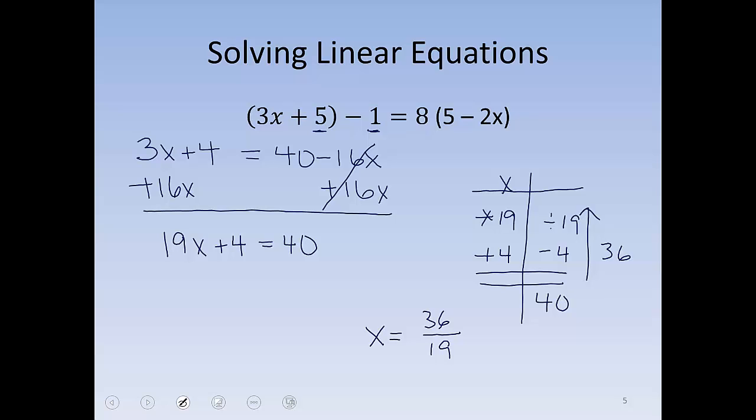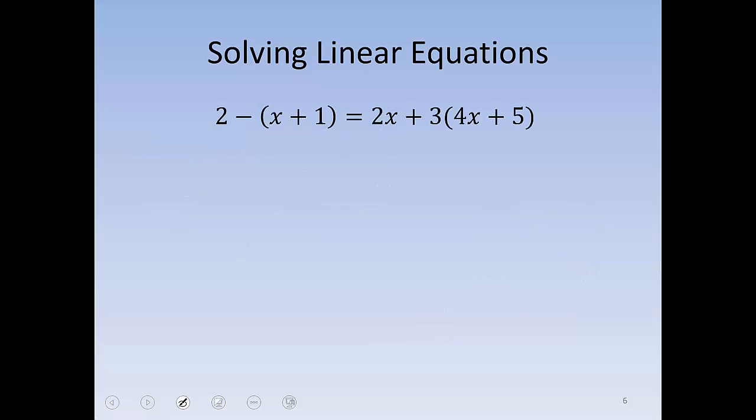All right, I'm going to go ahead and try one more with you. All right, here we go. If you haven't written it down, go ahead and pause, but we're going to get started. And again, I'm going to have to do a little bit of distributing and combining like terms to get all of my x's in one location. Go ahead and start with that.